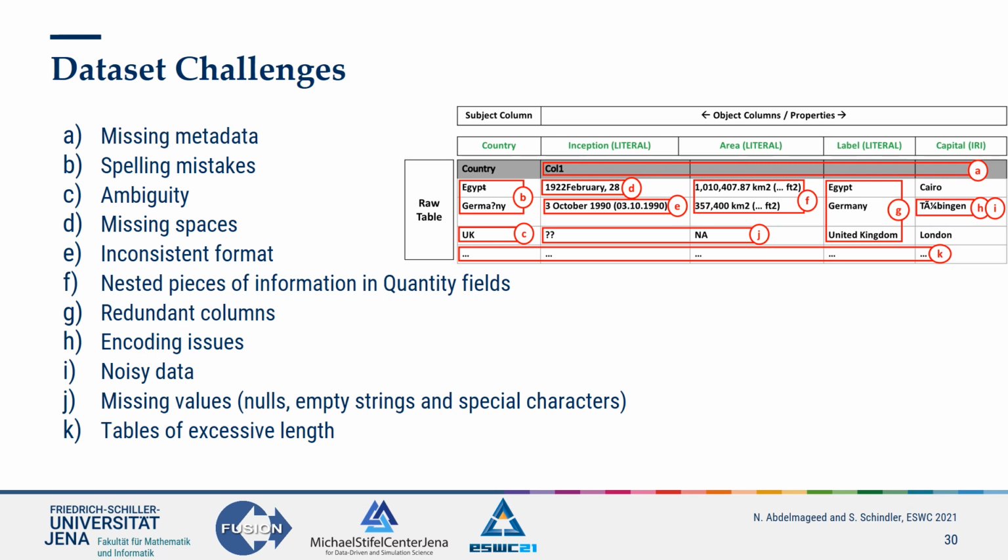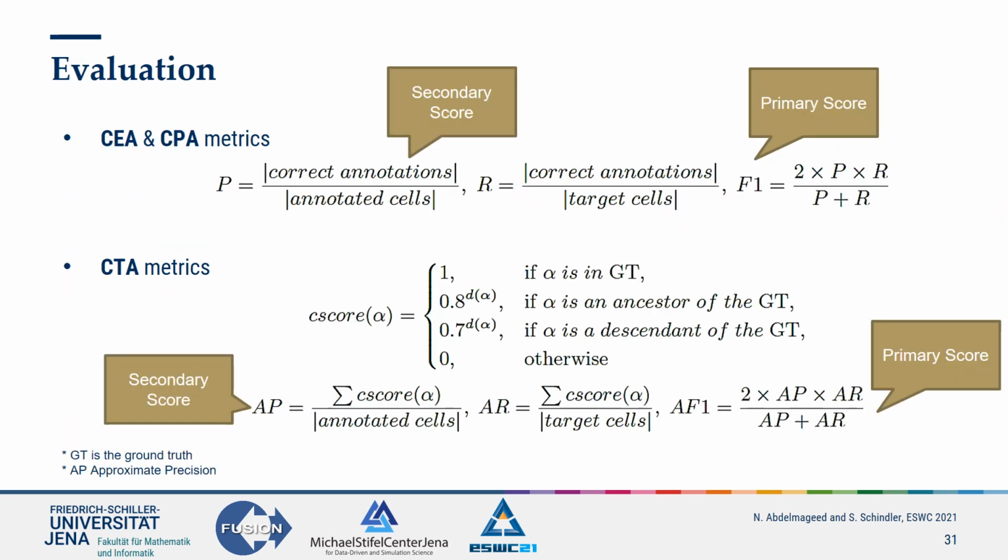We encountered the challenges of the used dataset, which are missing data, spelling mistakes, ambiguity, missing spaces, inconsistent format, nested pieces of information in quantity fields specifically, redundancy of columns, encoding issues, noisy data, missing values, some nulls, some empty strings and special characters, and the excessive length of tables. We stick our evaluation metrics to the same used by JenTab Challenge for comparison reasons.